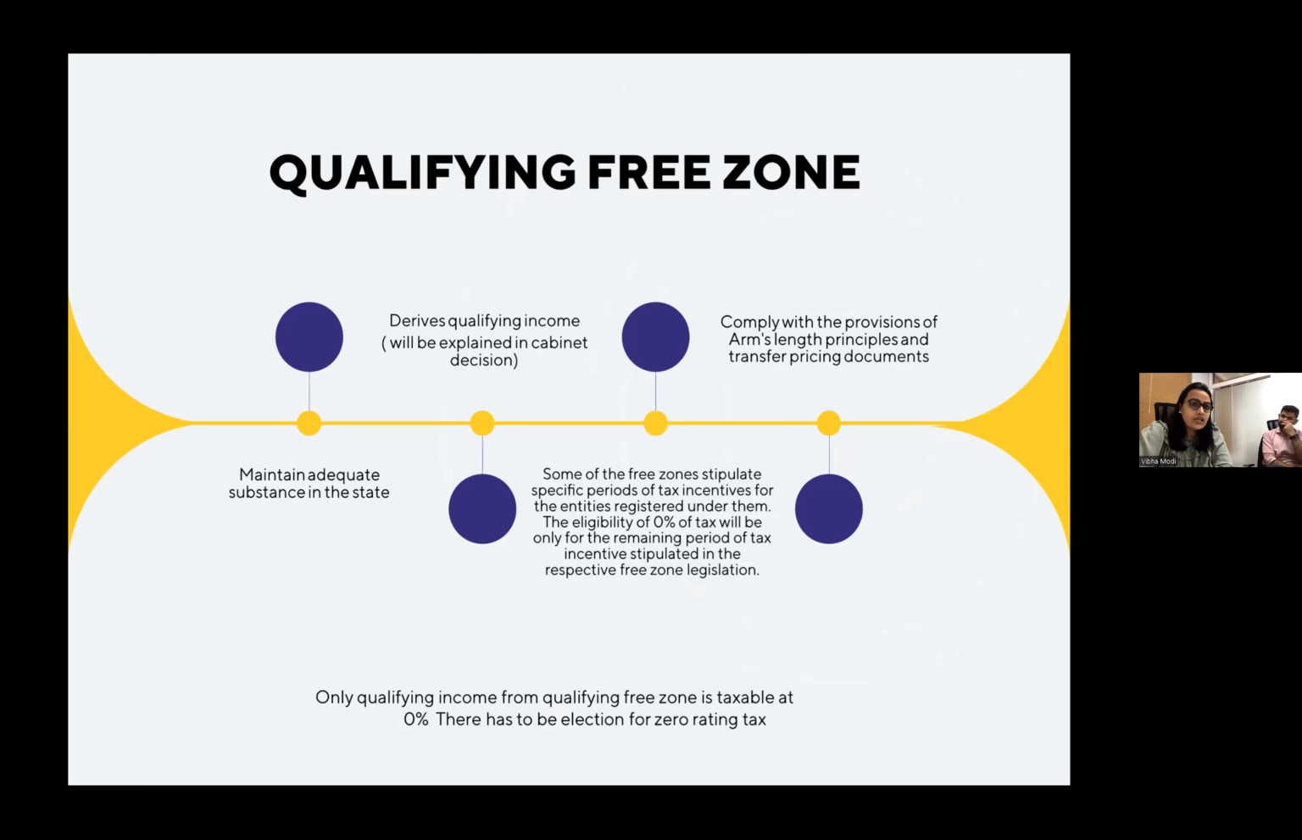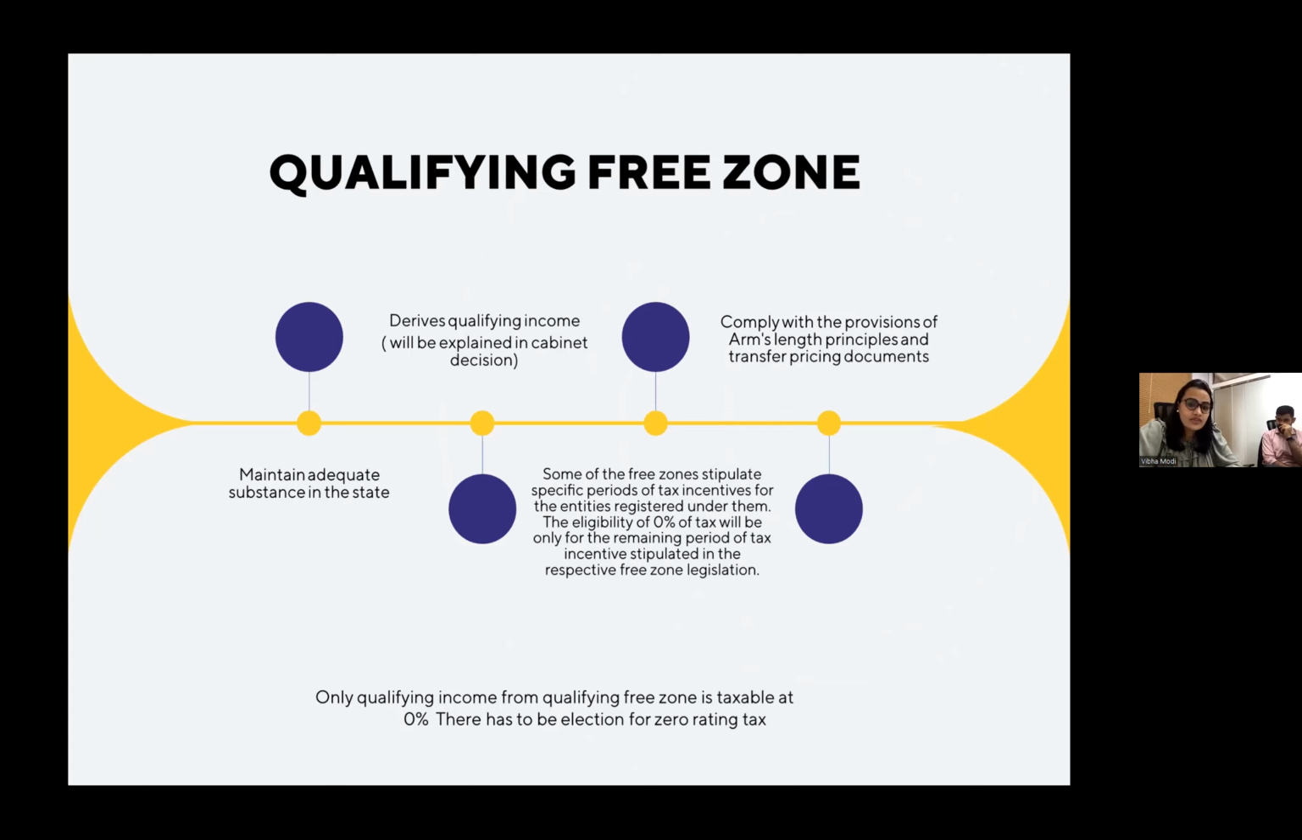If you derive qualifying income from a qualifying free zone, then you are exempt from corporate tax. Some of the free zones have a fixed period, like 30 years, 50 years, or 100 years of tax exemption. If that exemption is there, then only are you eligible for this tax incentive of 0% corporate tax. But they have mentioned that the period should not exceed 50 years. So still there is clarity required.